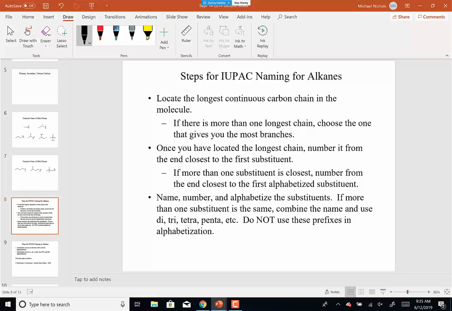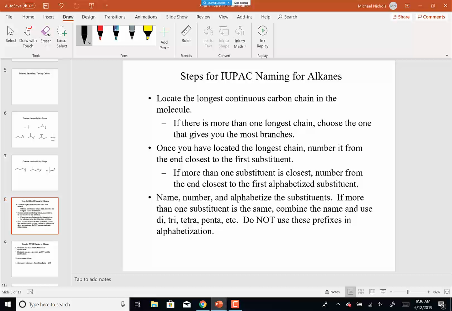So, locate the longest chain. There's tiebreakers. If there's more than one longest chain, then you have to choose the one that gives you the most number of substituents, or the most number of branches. That's the tiebreaker there. If we have to go beyond that tiebreaker, like there's multiple chains and they have the same number of substituents, then I give you whichever answer you want to write. But there is a third rule here, and I think it's you have to use the numbering that would give the first substituents the lowest alphabetization, but I don't usually go into that rule.